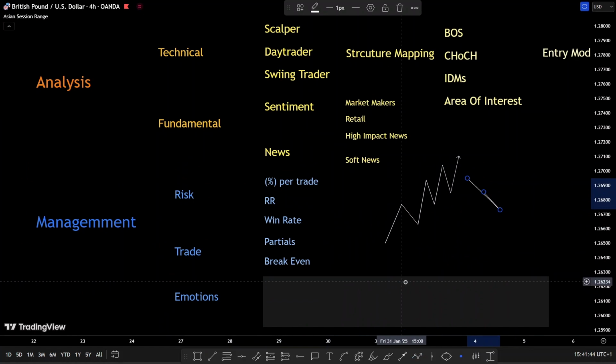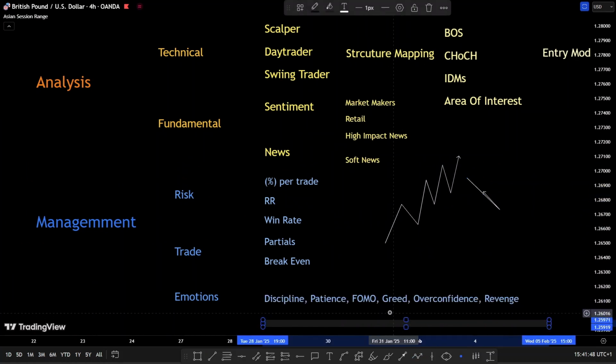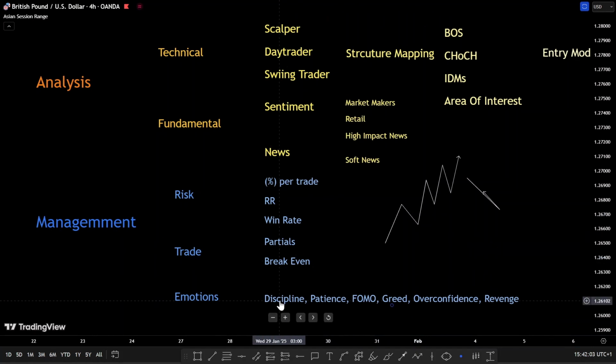And we also have the emotion management, which is the most important part of all. Without a proper emotion management, even if you master all of these things above here, they will not work for you just because of your emotions. So the most important emotions that you should master are your discipline, your patience, your FOMO, greed, overconfidence, and revenge. The discipline is just the commitment to your own rules.